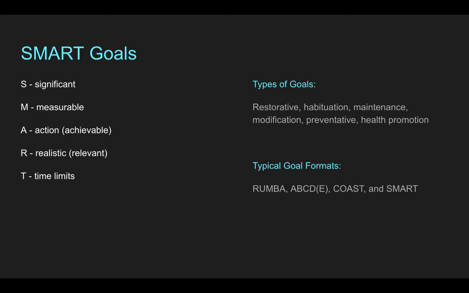So when we talk about SMART goals, the S stands for significant, the M stands for measurable, the A stands for action or achievable, the R stands for realistic, and the T stands for time limits. There are types of goals. They can be restorative, habituation, maintenance, modification, preventative, or health promotion. Remember, we talked about that earlier in this module when we talked about the OT process and what types of OT interventions we are doing. The interventions that we're doing are the types of goals that we'll be writing.